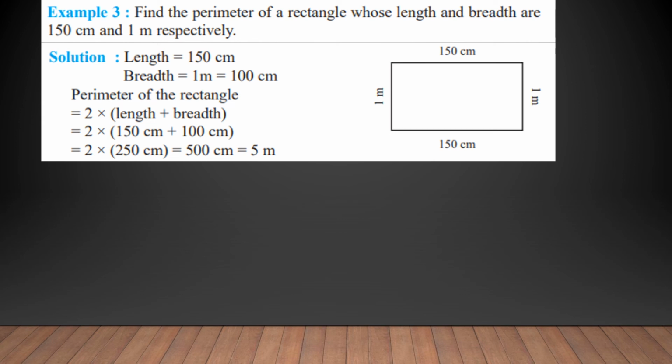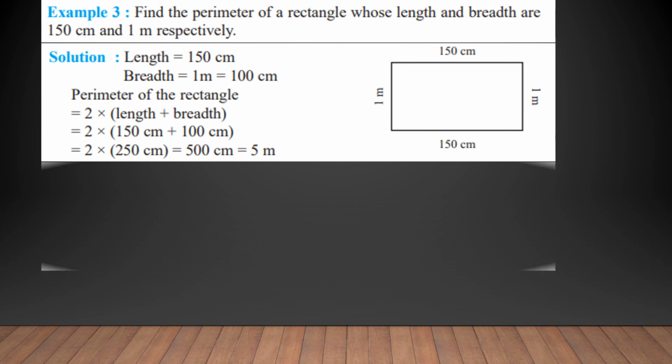You know that perimeter of a rectangle is equal to 2 into (length plus breadth), that is equal to 2 into (150 plus 100) centimeter, that is equal to 2 into 250 centimeter, which is equal to 500 centimeter, that is equal to 5 meter. Perimeter is the length of the boundary, therefore its unit is the same unit of length, that is 5 meter itself.